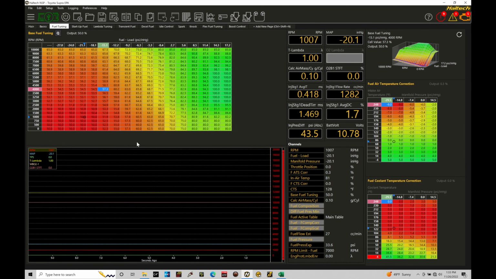Okay, so let's get started. We're going to be taking a look at understanding the differences between our Lambda reading and a wideband air-fuel reading. We're also going to be taking a look at the effects of programming the proper Stoich ratio for the fuel type that we're dealing with within our Haltech systems. We have to make sure that's correct so that we have the proper fuel and airflow modeling relationship holding true.